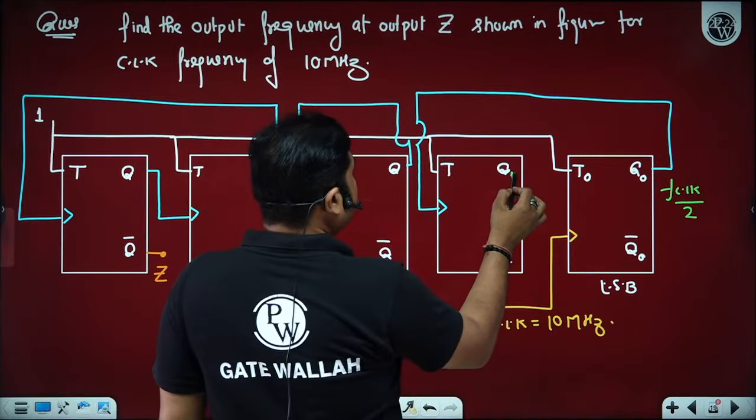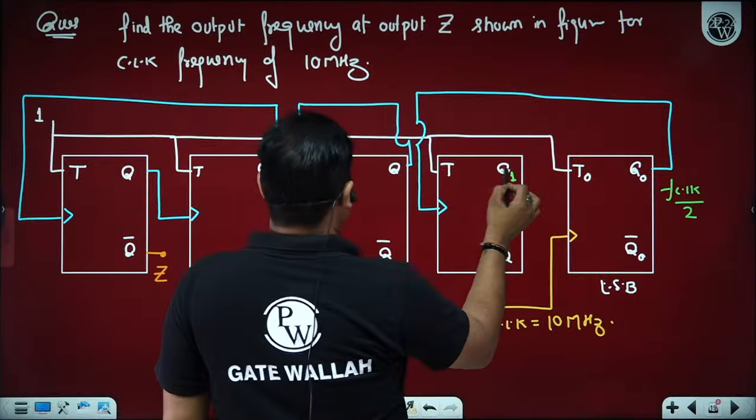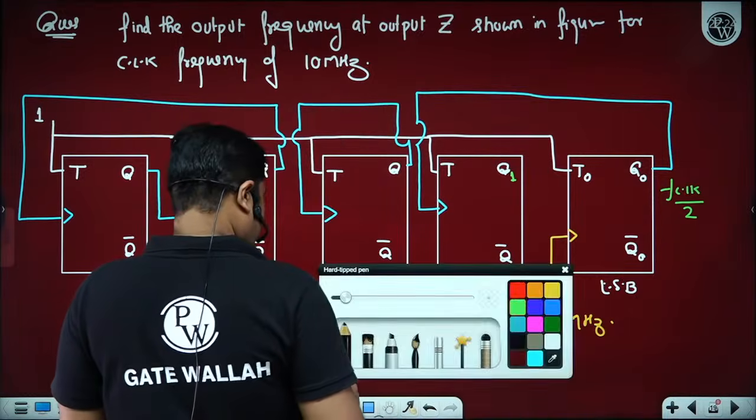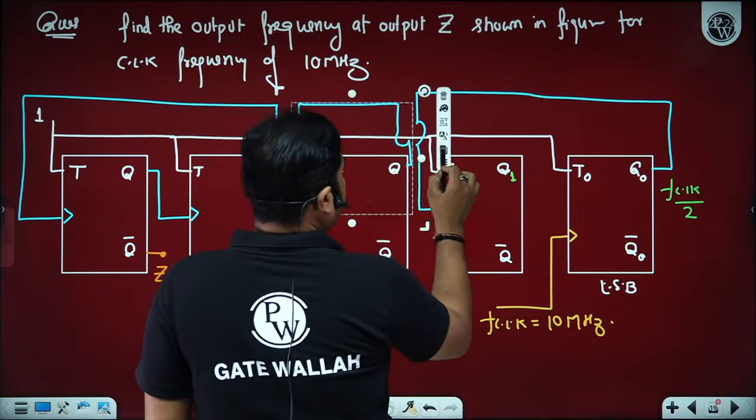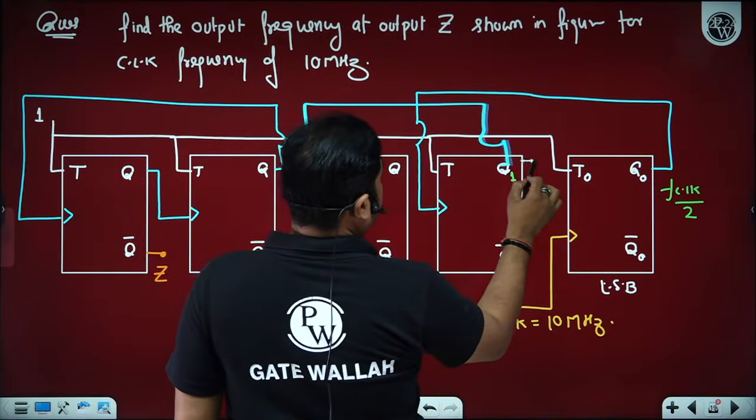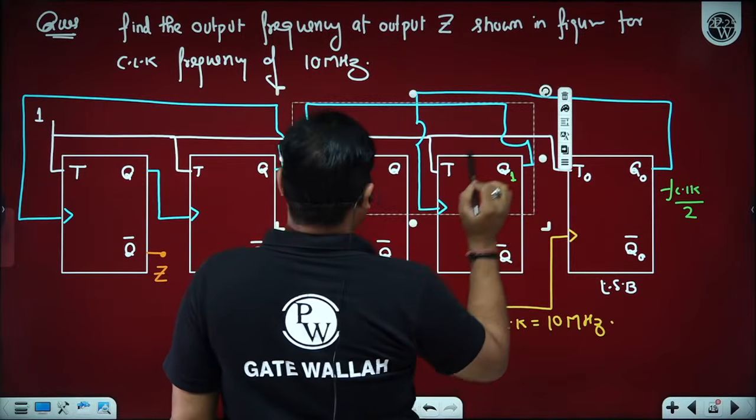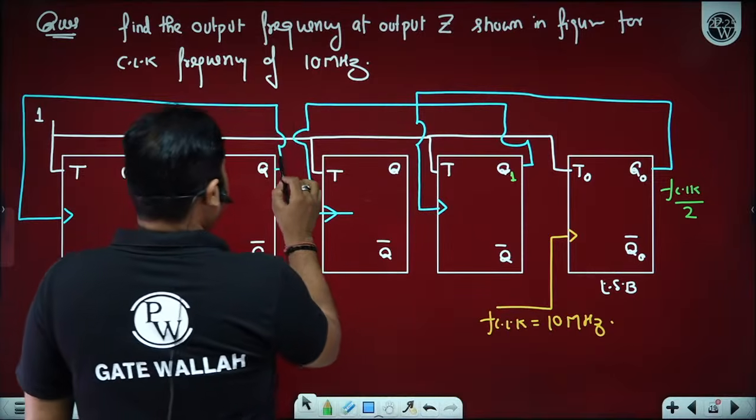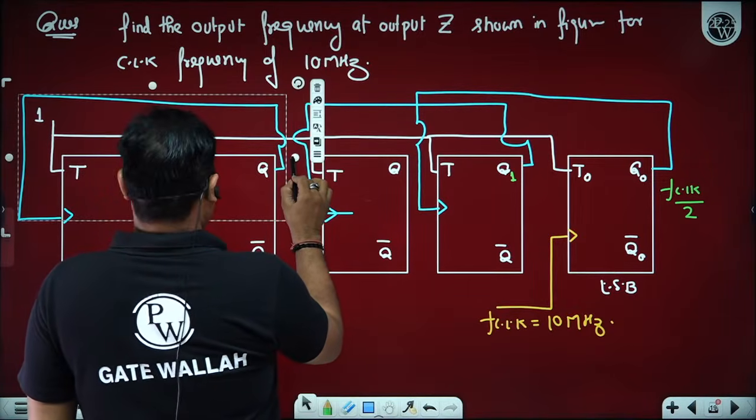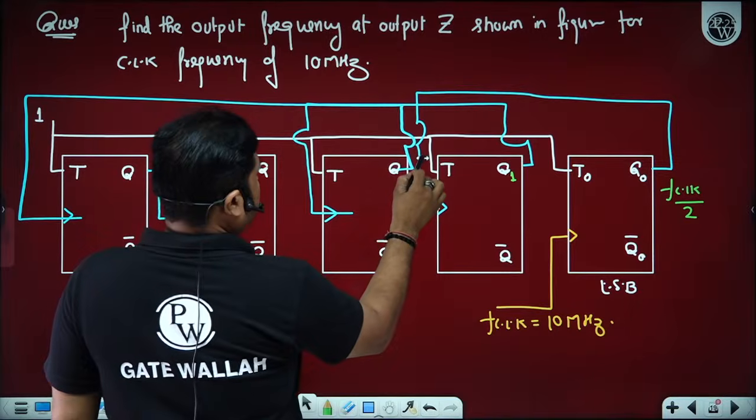Next, the output of this flip-flop. Okay, I made a mistake here. Kindly connect like this. Again, I made a mistake here. You need to connect like this.